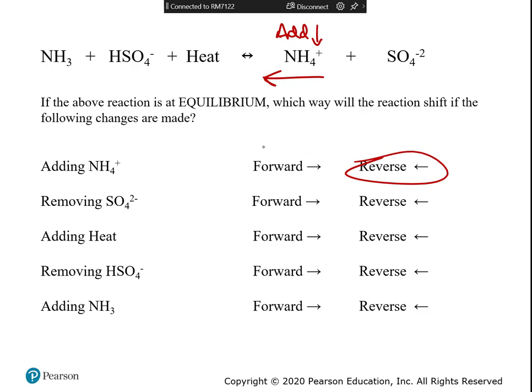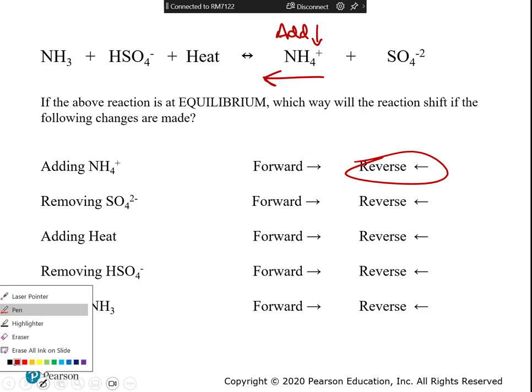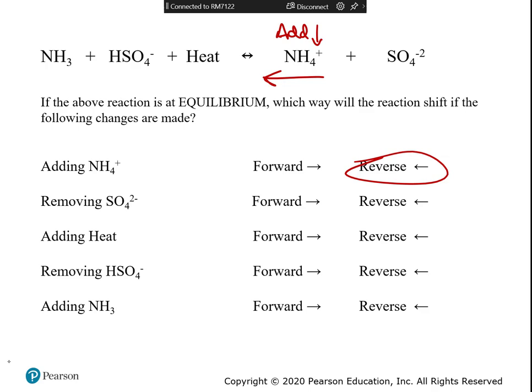Then, removing SO4 2 minus. Find that. Here I'm removing it. If I remove SO4 2 minus, then the reaction always shifts towards whatever I remove. So the forward reaction will occur. What if I add heat? Forward or reverse?